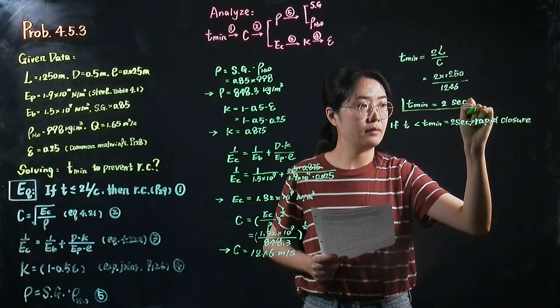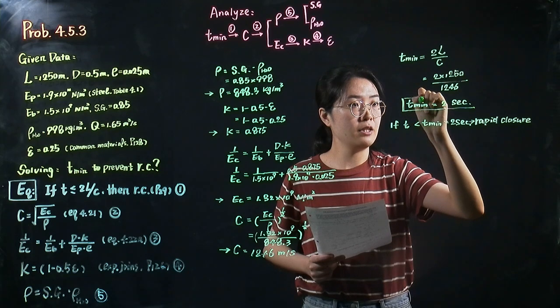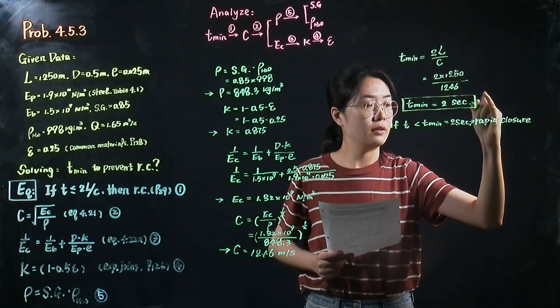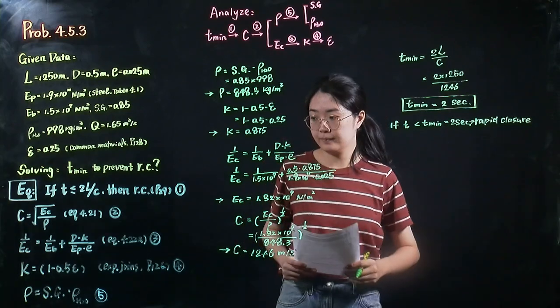So the minimum time to prevent the rapid closure is 2 seconds.